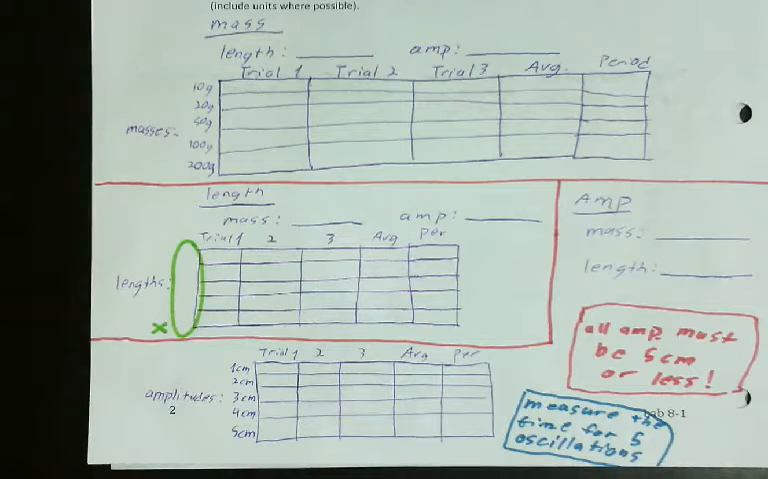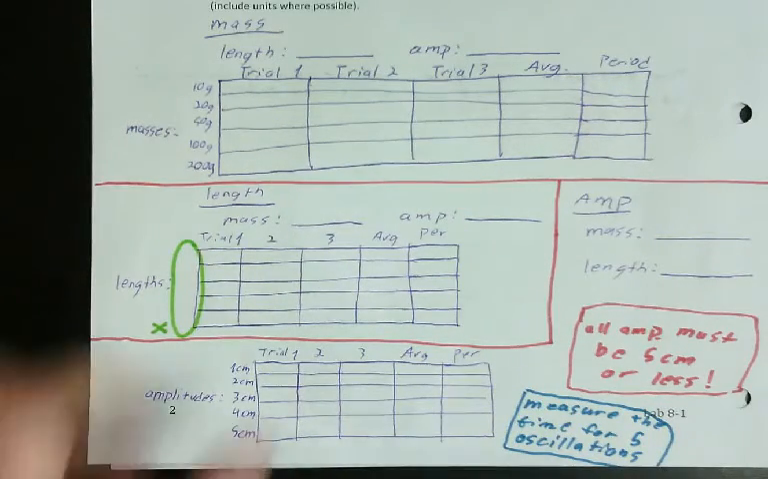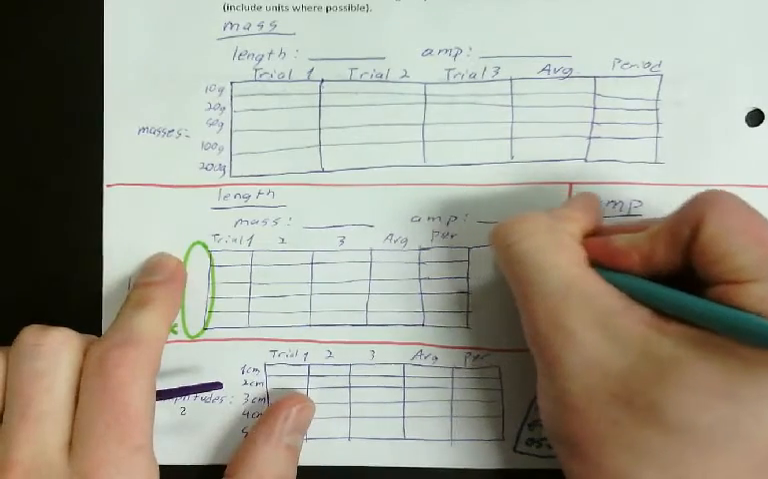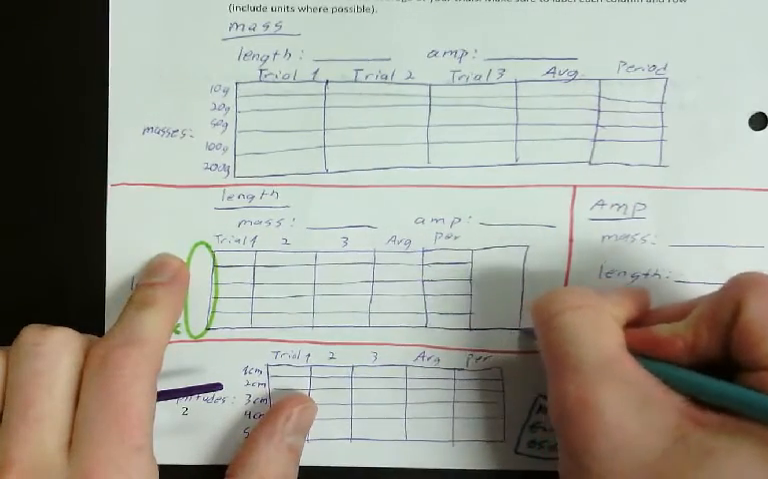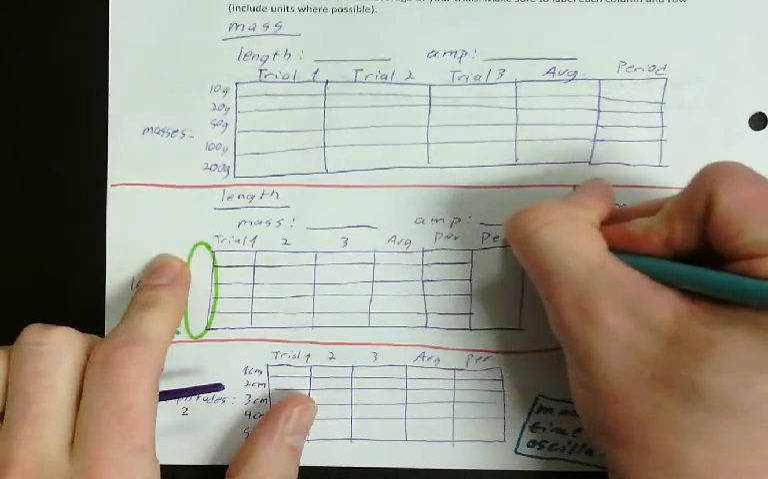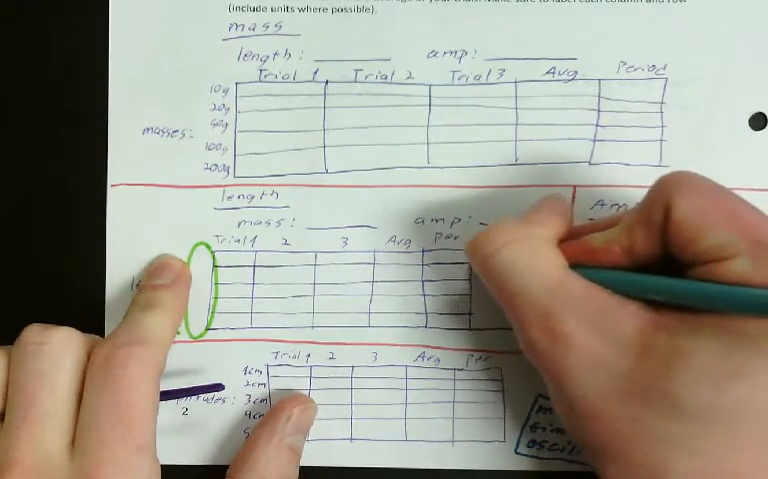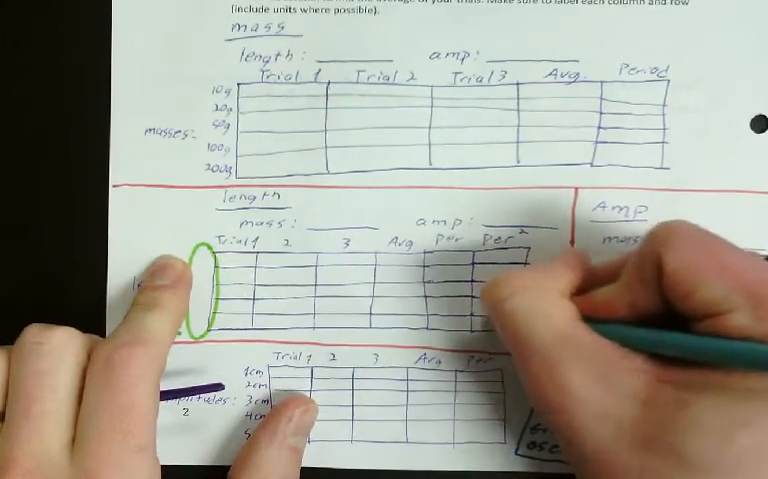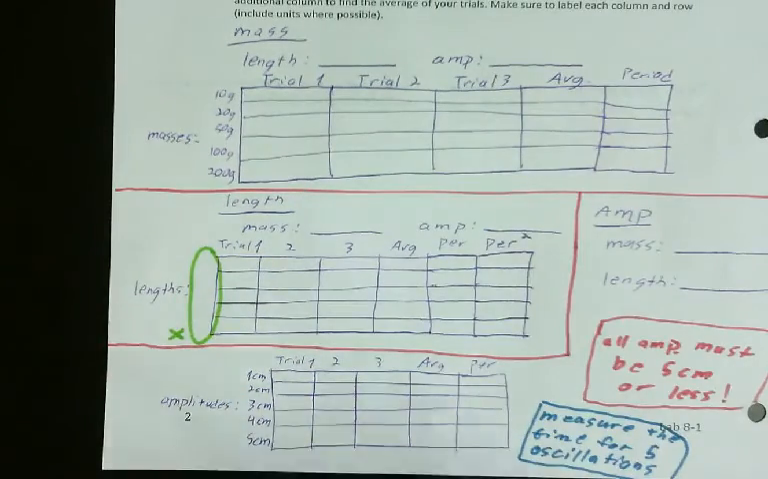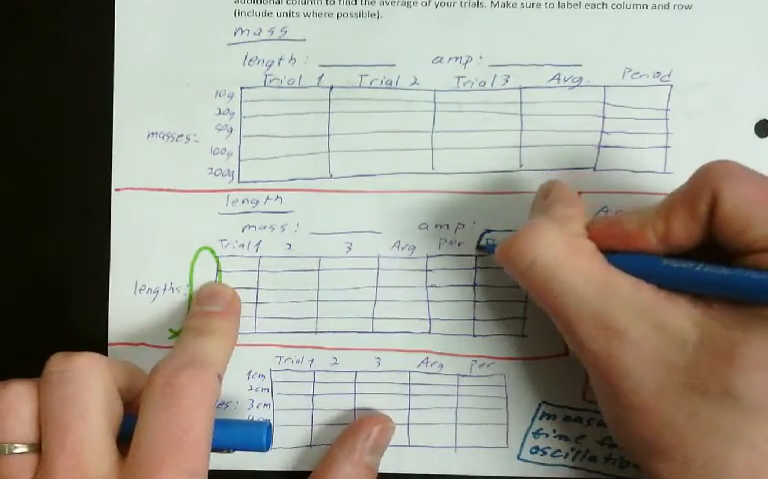We don't have period squared. So here's what you need to do. Only on the length chart. Not on the mass chart, not on the amplitude chart. Only on the length chart, I need you to square the period. And then I want you to circle that and put a y next to it.